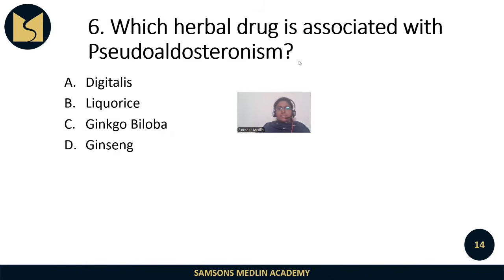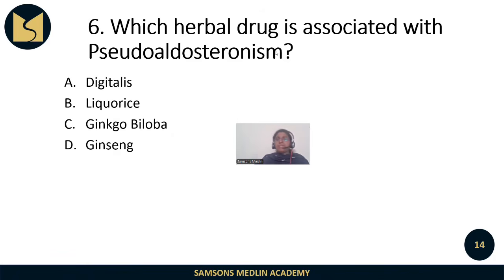Coming to the next question. Which herbal drug is associated with pseudoaldosteronism? Options: digitalis, licorice, ginkgo biloba, and ginseng. So correct answer is option B, licorice.